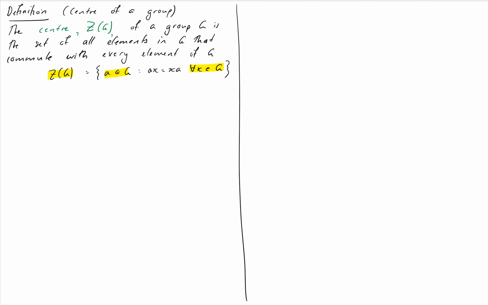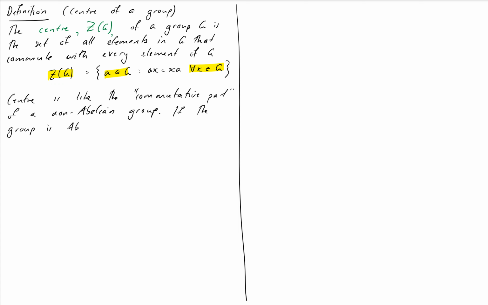Let's just make a little note about that. The centre is like the commutative part of a group, or the abelian part of a non-abelian group. And clearly if the group is actually abelian itself, then the centre is going to be all things in the group. So if the group is abelian, then we have that the centre, Z of G, is just equal to G itself.